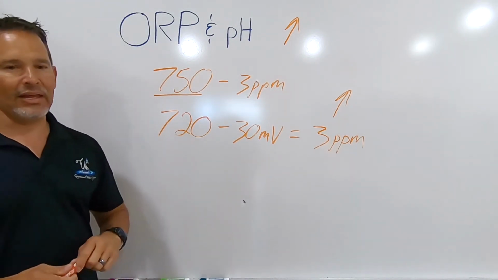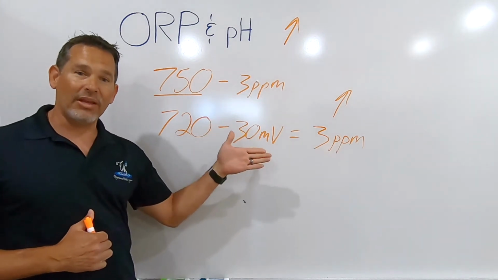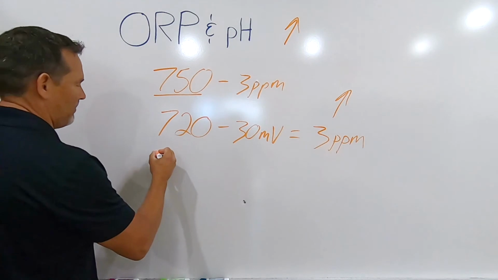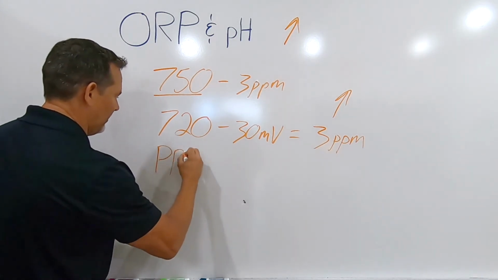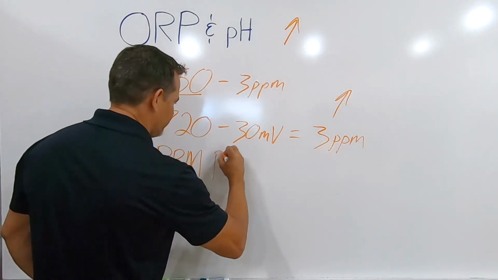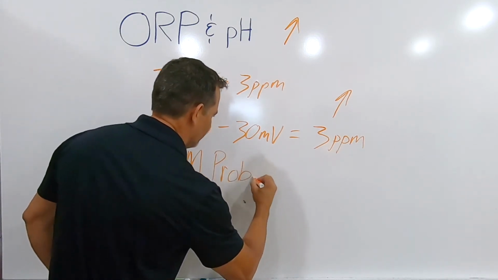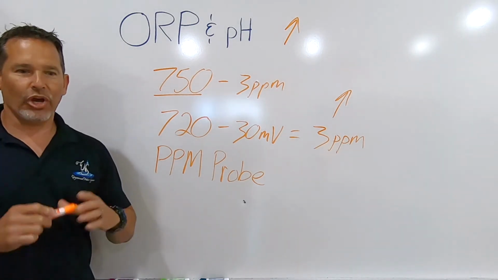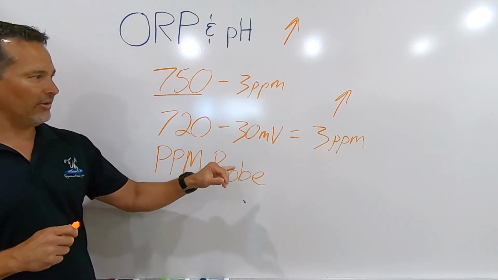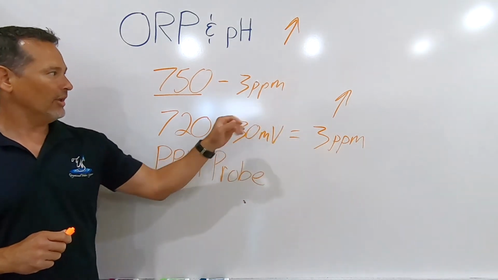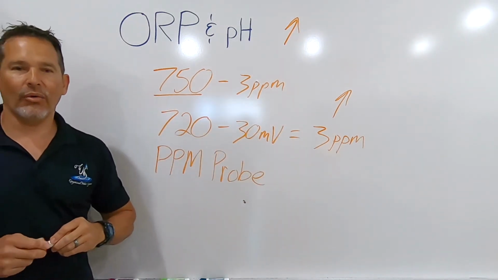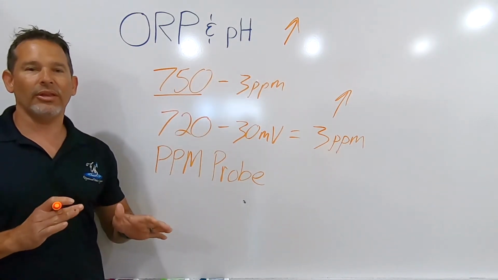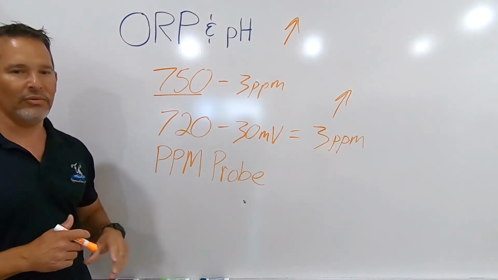One of the easy ways to get away from something like this, where you're having that type of issue, is going with what they call a ppm probe. And what a ppm probe does is it measures just the parts per million of chlorine in the water. It doesn't care what ORP is doing, and it doesn't care about what your pH is doing. It's strictly just measuring the amount of chlorine in the water.